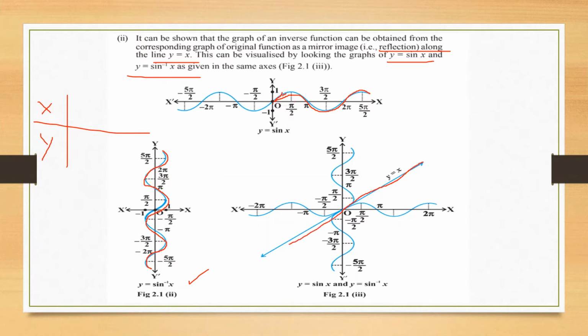So what do we get? See the plot of y equal to sine x and y equal to sine inverse x. I will find that both of these are mirror images, or reflections, along the line y equal to x.